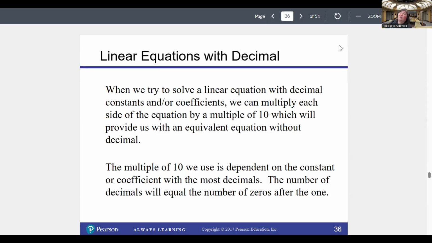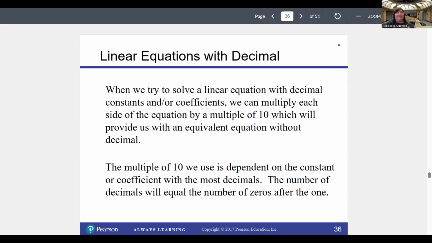So when we try to solve a linear equation with decimal constants and/or coefficients, we can multiply each side of the equation by multiples of 10. We'll see what we're going to do there, which will provide us with an equivalent equation without decimals. The multiple of 10 we use is dependent on the constant and coefficient with the most decimals. So the number of decimals will equal the number of zeros after the 1.